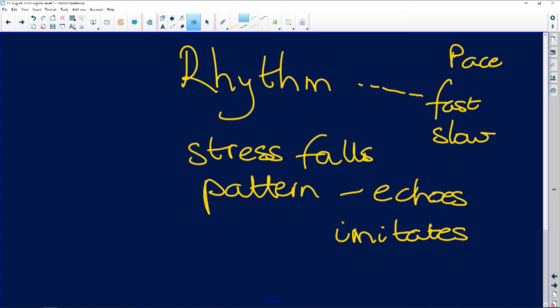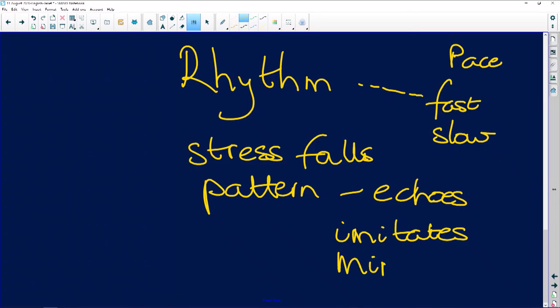So if you say something like, the beat of the horse's feet, the beat of the horse's feet, da da da da da da da, you can hear that the rhythm is echoing, mimicking. That's another word that you can use. Mimics, imitates the sound of horses' feet.